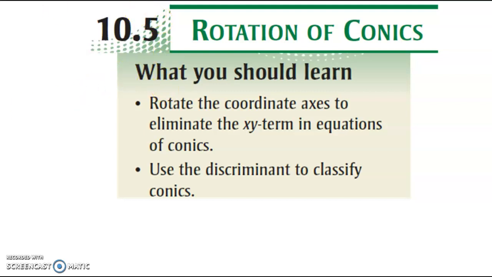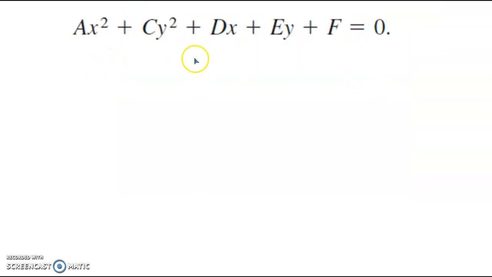Okay, so how do we know if you're dealing with a rotation of conics? Well, this is your general one that we discussed in the last section. If A and C were the same, then you had a circle. And then if A times C was equal to 0, then you had yourself a parabola. If A times C was positive, then you had an ellipse. And if A times C was negative, then you had a hyperbola.